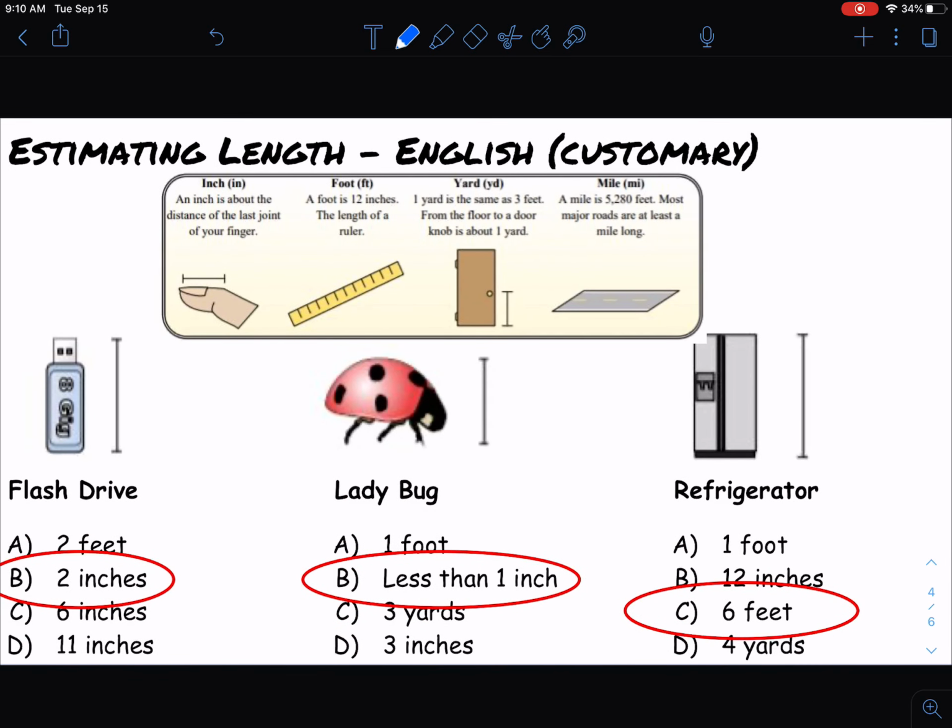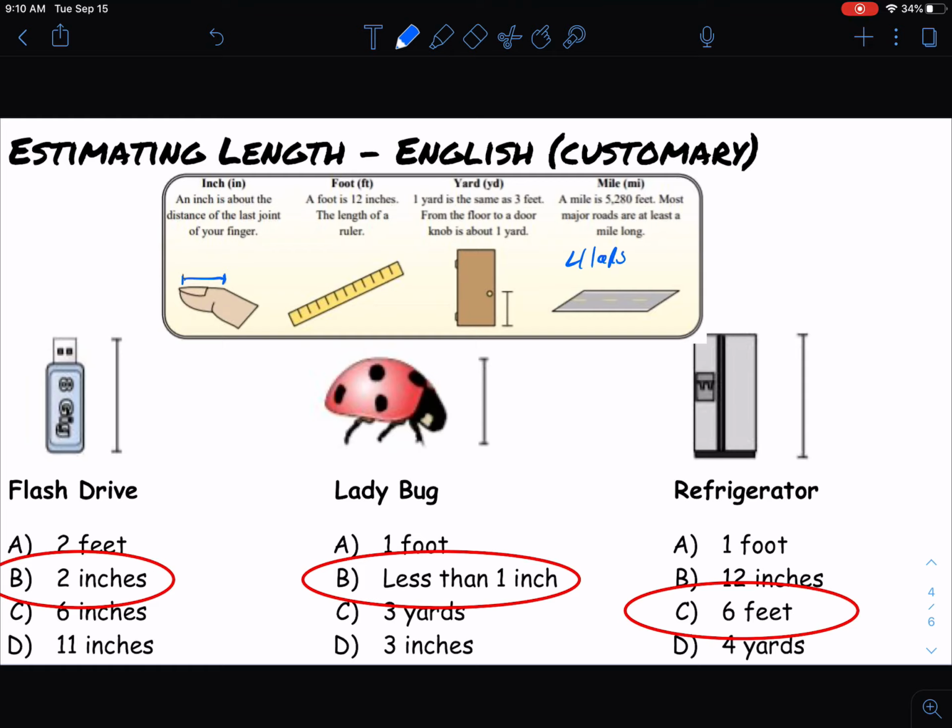Now, your English units or your customary units are things you're familiar with. Inches, this is what most people think of, the distance from the tip of your finger to that joint. You can visualize how big a ruler is. A yard is about the same as a meter. It's about the distance from the door handle to the floor. And a mile would be 4 laps around the track.